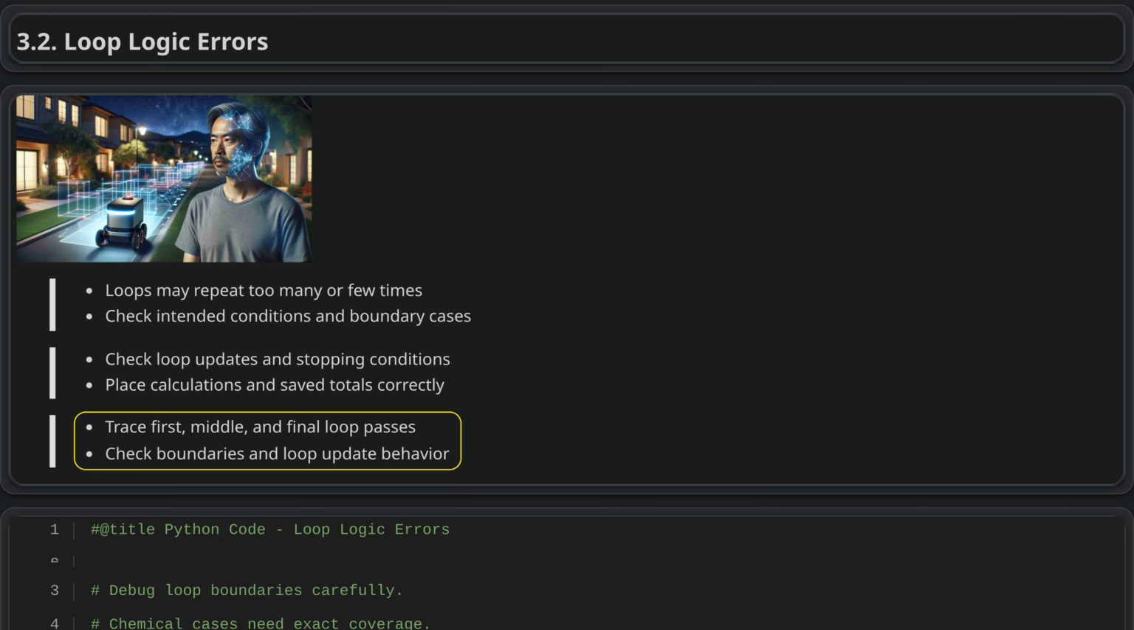To debug loop logic, examine how the loop behaves on individual repetitions, especially the first, middle, and last passes. In chemical engineering scripts, this means confirming that recalculations, safety checks, and optimization conditions are evaluated correctly each time. Pay close attention to boundary cases at the start and end of a range, and treat every loop as a controlled sequence with clear entry, update, and exit points.